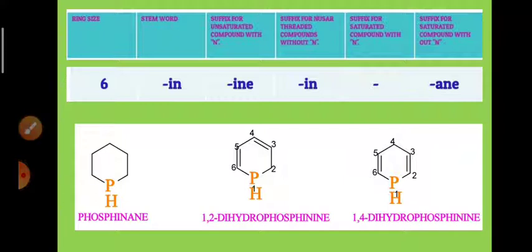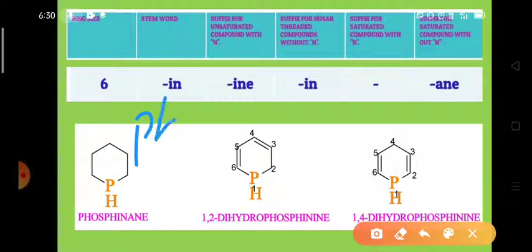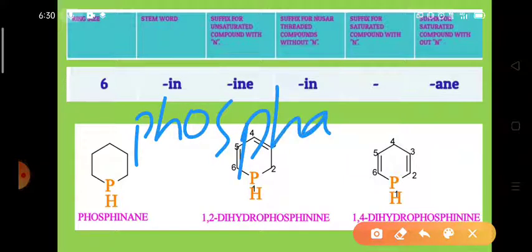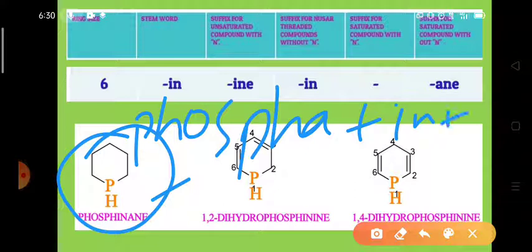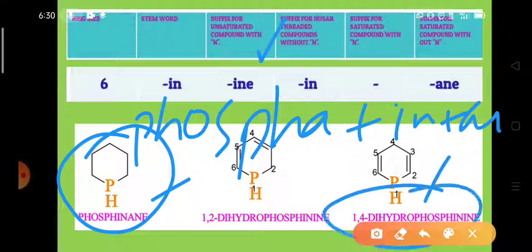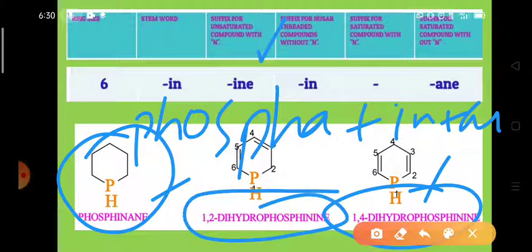These are some heterocyclic compounds of phosphorus with 6 member ring size. So the prefix is phospha, and for the unsaturated compound, phospha plus ine, phosphinine. And hydrogens are present at the 1 and 4 positions, so we call it the 1,4 dihydrophosphinine, and this is known as the 1,2 dihydrophosphinine.